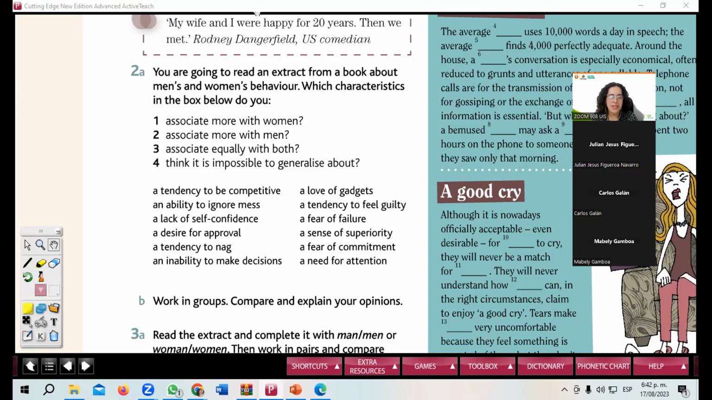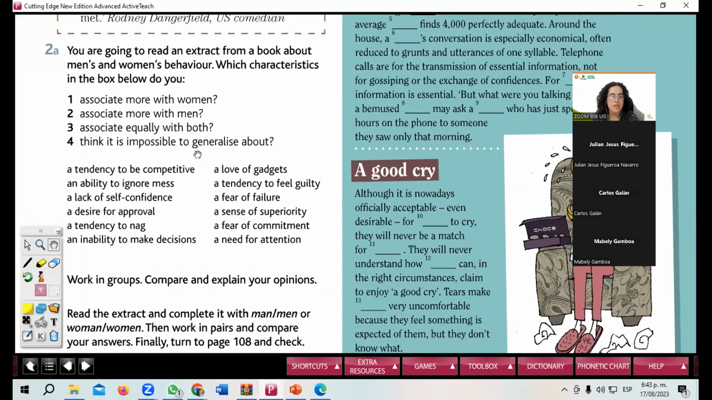All right, so do we have any questions about this vocabulary? A tendency to be competitive, an ability to ignore mess, a lack of self-confidence, a desire for approval, a tendency to nag, an inability to make decisions, a love of gadgets, a tendency to feel guilty, a fear of failure, a sense of superiority, a fear of commitment, a need for attention. Is everything clear about this vocabulary? I think there are no questions.